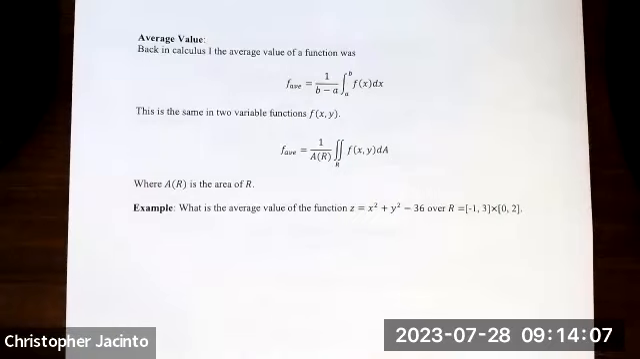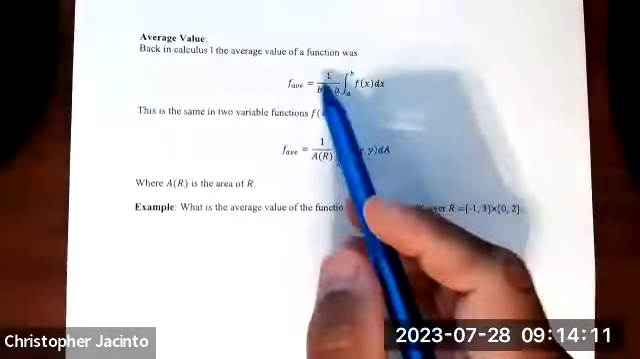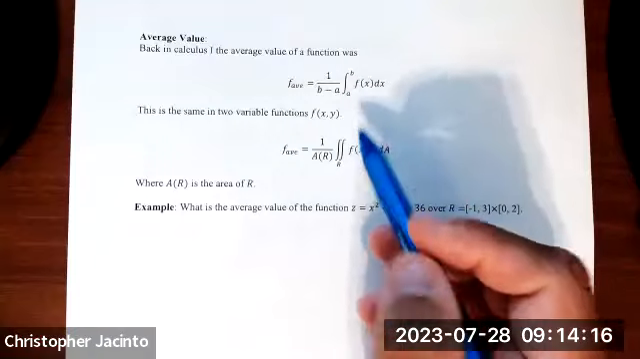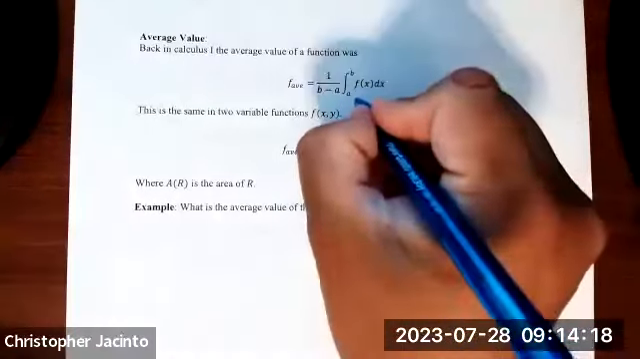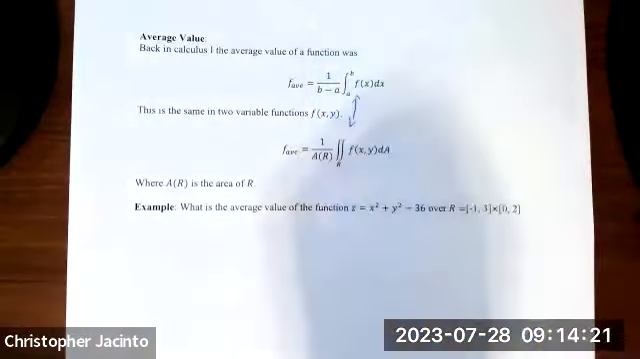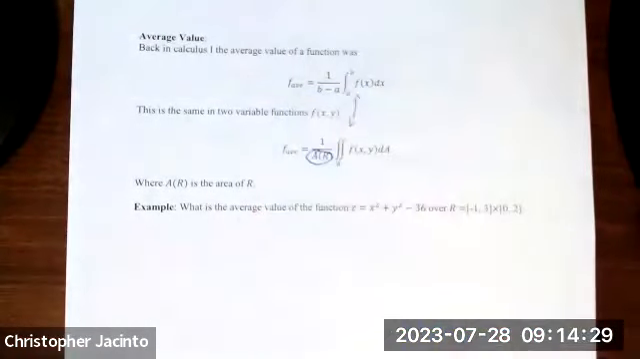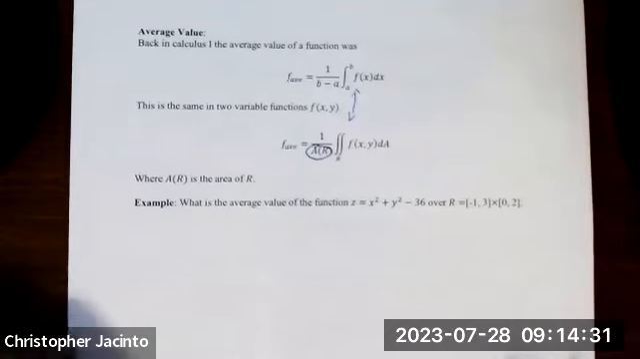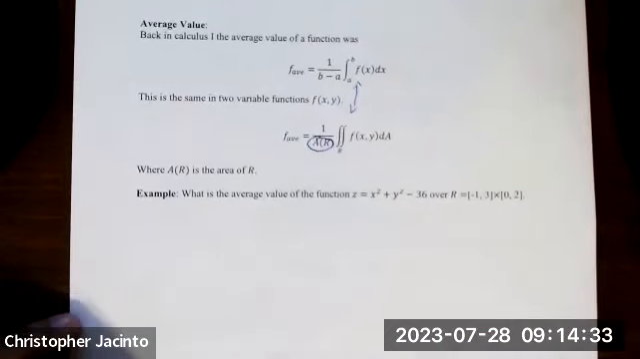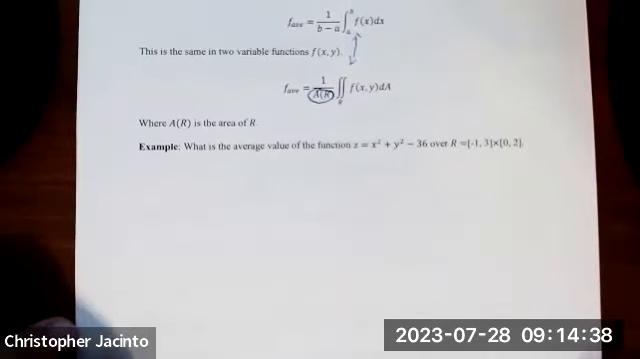So back in Cal 1, the average value of a function was given in this format. It's 1 over b minus a times the integral of a to b. In this case, it copies the exact same format as a double integral. The only difference is instead of dividing by b minus a, we divide by the area of the rectangle. So that's the area of the rectangle. Okay. That's the only difference. Other than that, we just do the double integration like normal.